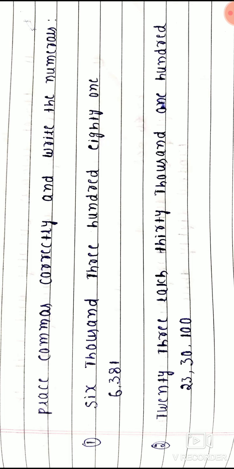So write 100. After 1 you have to put a comma, that is 100, and the remaining 30,000. So write 30 and then put a comma. Then the remaining is 23 lakh. Therefore write 23. So 23 lakh 30,100. It is in the numeral form. In this way you have to write the given words in the form of numerals.